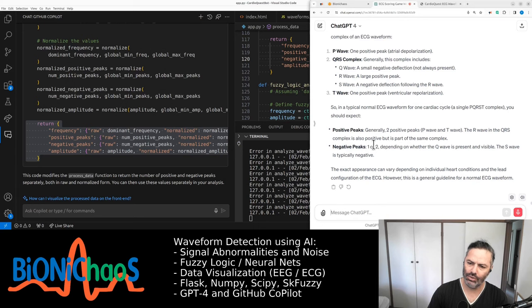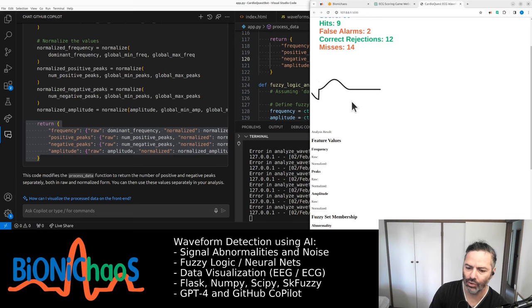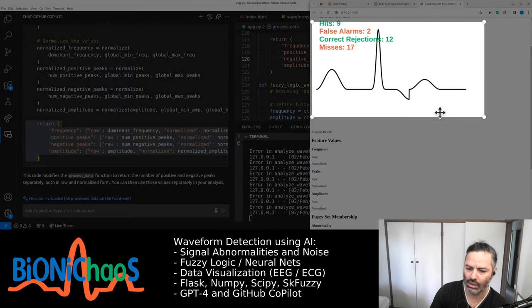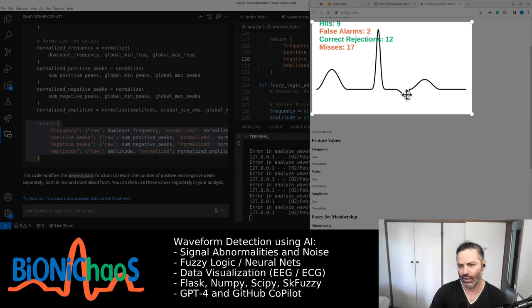Okay, so shouldn't there be five of them? So if we have a normal ECG coming through, that's not normal. That's actually a difficult one to detect. Yeah, this one. This is a normal ECG and it has 1, 2, 3, 4. P. Right, Q. This one doesn't have the Q. R, S, T. The R is normally negative as well.